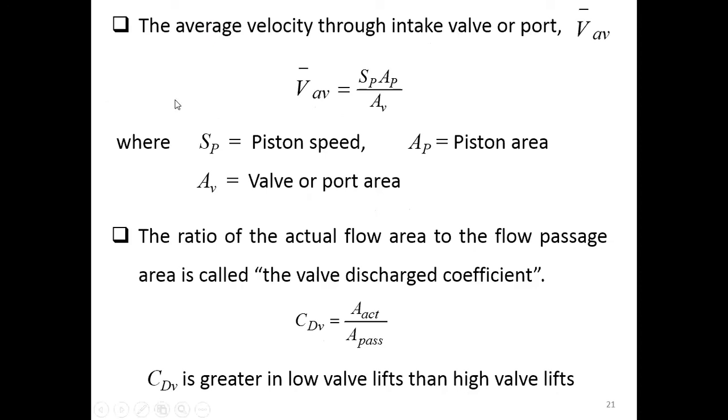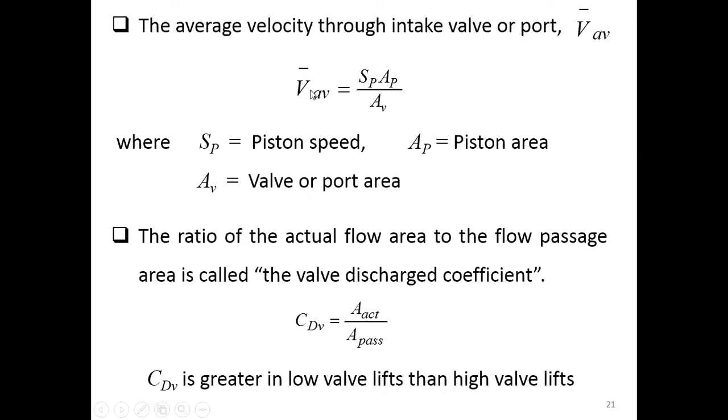Right? It can be calculated from what? The average velocity through the valve times the valve or the port area. If we move this one to this side, it will be equal to the piston speed times the piston area. Right? The speed or the velocity times the area represents the volume flow rate, right? So the volume flow rate that flows in is equal to the volume flow rate that is received, right? This equation tells us this.